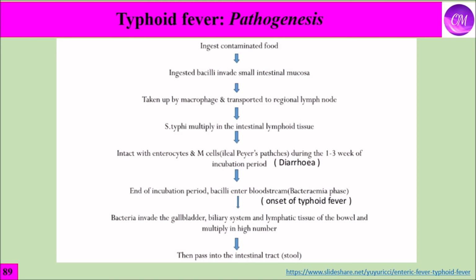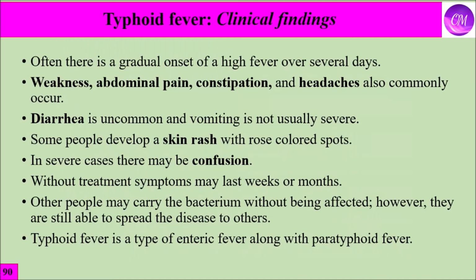At the end of the incubation period, bacilli enter the bloodstream. That starts the bacteremia phase. Bacteria invade the gallbladder, biliary system, and lymphatic tissue of the bowel and multiply in high numbers. Then they pass into the intestinal tract and are present in the stool.